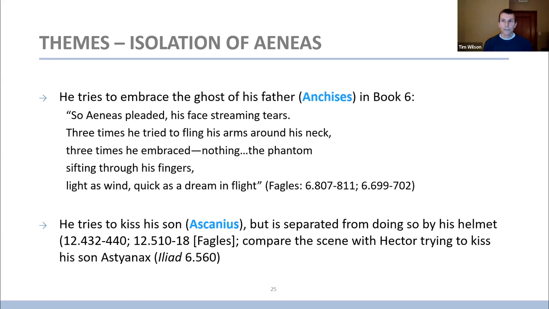So very parallel to the scene with Creusa, he's not able to embrace his wife. He's not able to embrace Venus, his mother. He's not able to embrace his father in the underworld. He tries to kiss his son Ascanius, but is separated by his helmet. I mentioned that already.